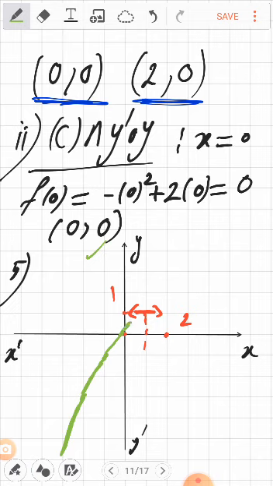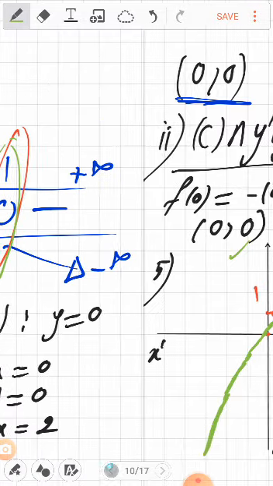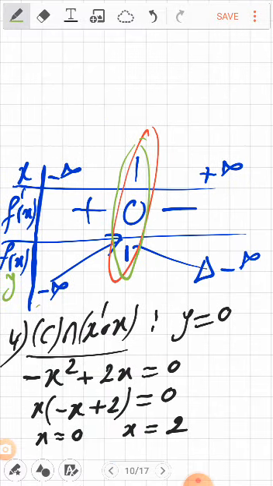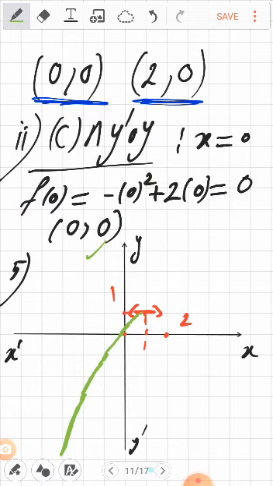Passes by the origin to the point (1, 1). We reached the point (1, 1). After the point (1, 1), the curve decreases; as x tends to plus infinity, y tends to minus infinity. Also making a parabolic branch parallel to y prime y.